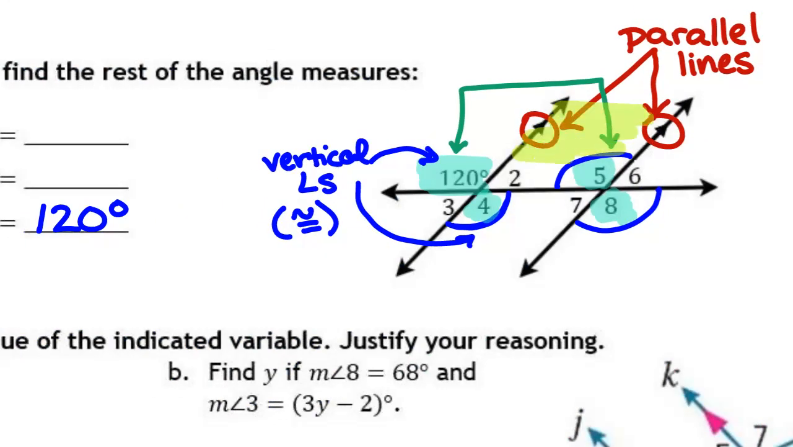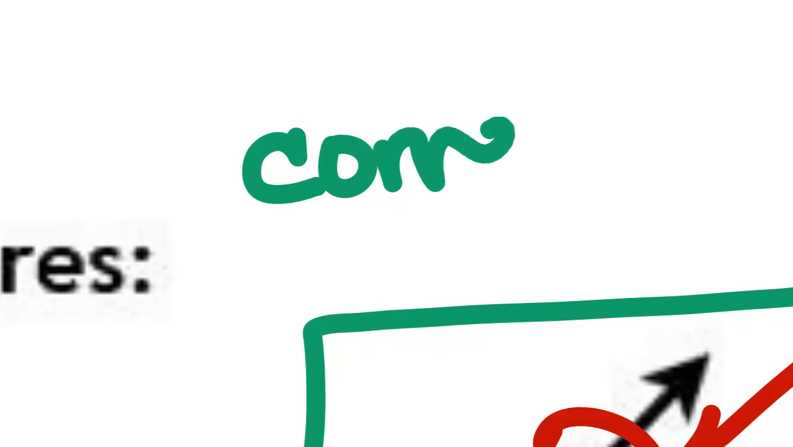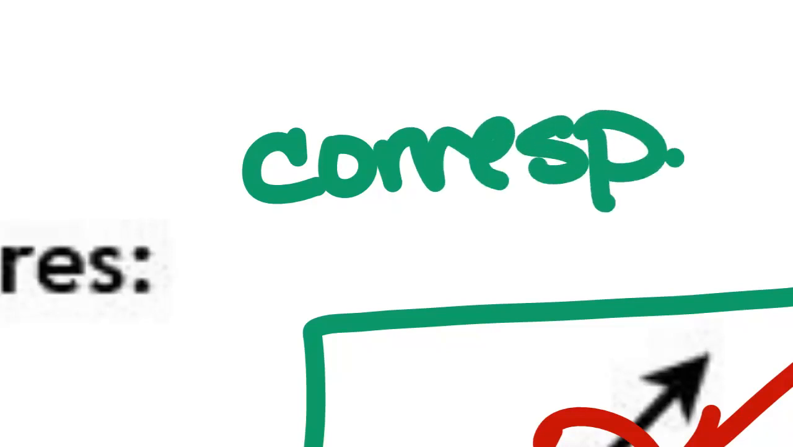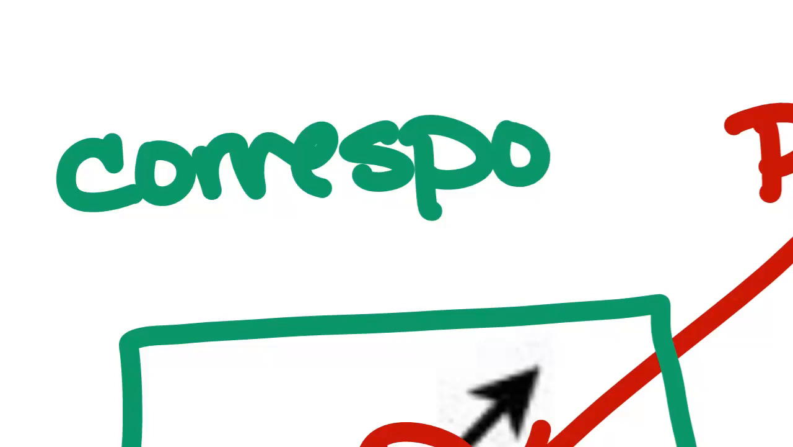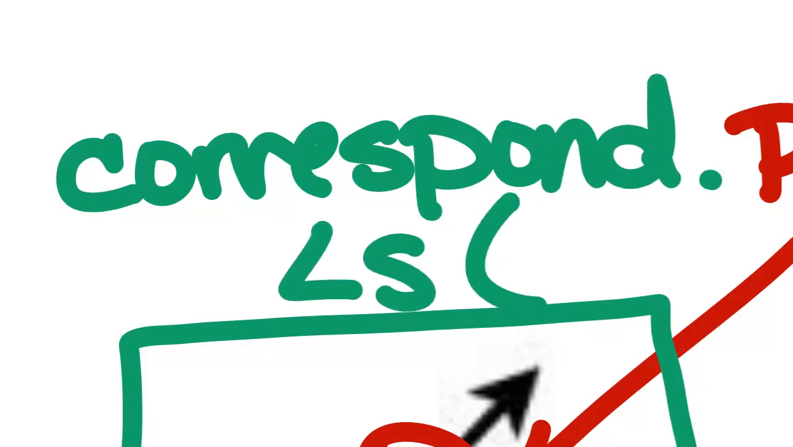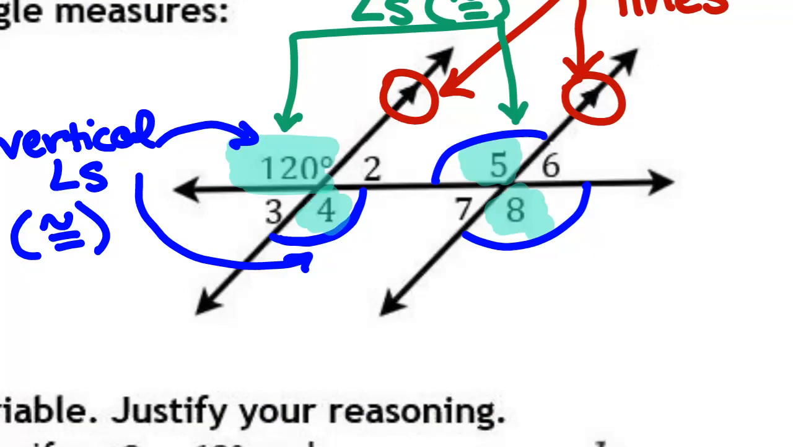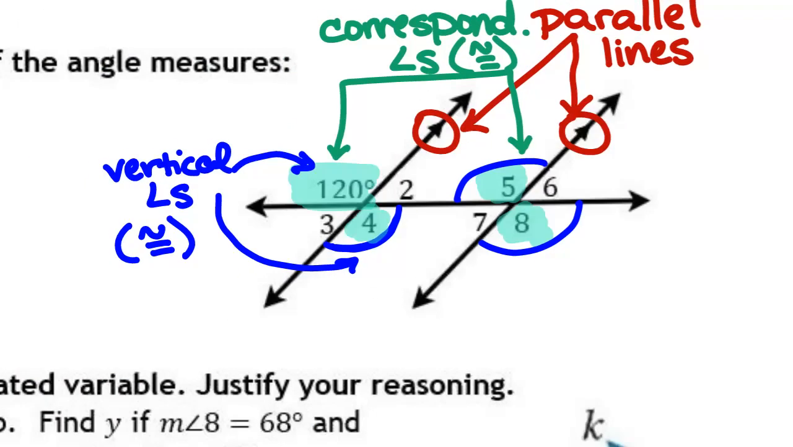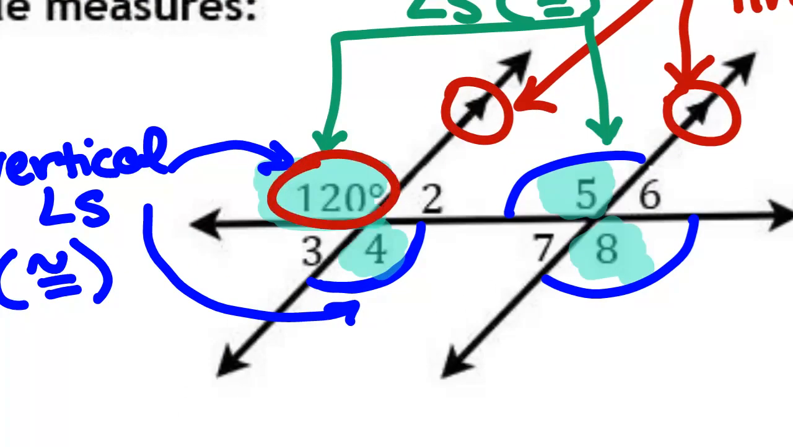My interior angles would be all the angles in between those two lines. So those angles right there. 120 degrees and angle 5, these are corresponding angles. Corresponding angles. And when the lines are parallel, they are congruent. All right. And then let's look at the 120-degree angle and angle 8.